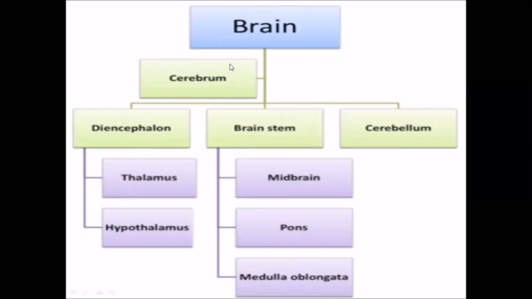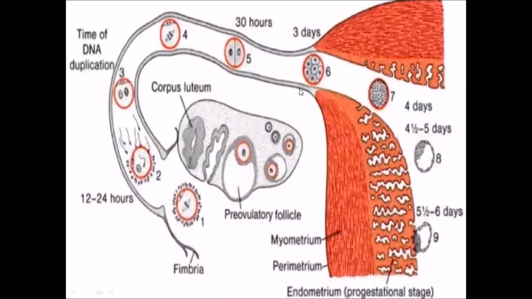And then the cerebellum. So now going on to the basics of how this development occurs. So first, starting from the fertilization. So this is the ovary. So the pre-ovulatory follicle, and then the ovum ruptures into the fallopian tube. The fimbriae captures it.